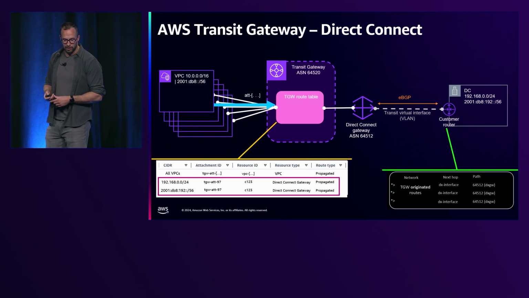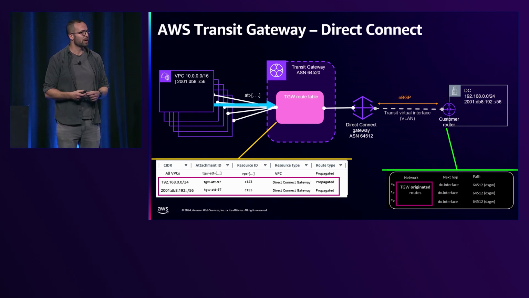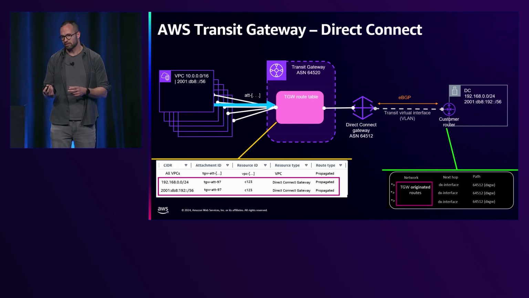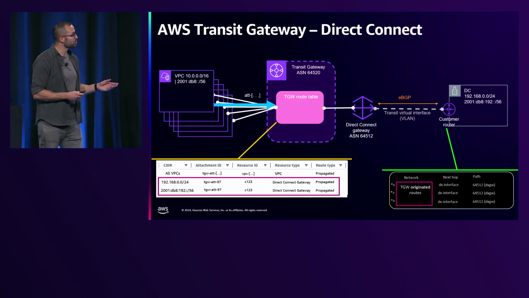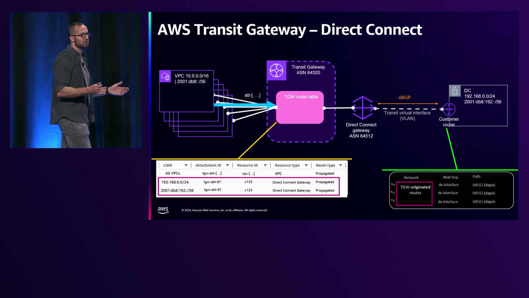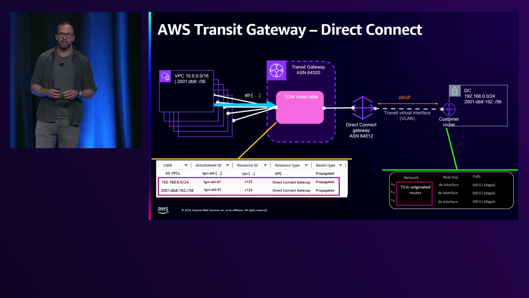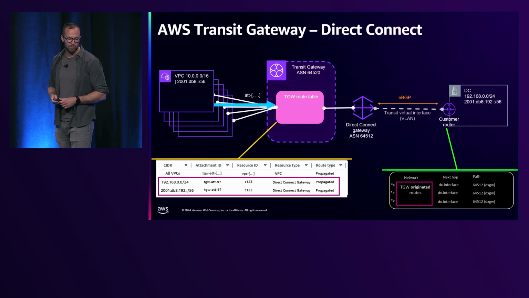On your on-premise router, you'll notice that we'll see the routes that the TGW originates. So instead of those routes being dynamically advertised, you have to go in and manually configure the routes you want Transit Gateway to originate. And the limit of those routes is 200. So if you have 300 VPCs, you have to be able to aggregate those VPCs to a maximum of 200 routes.